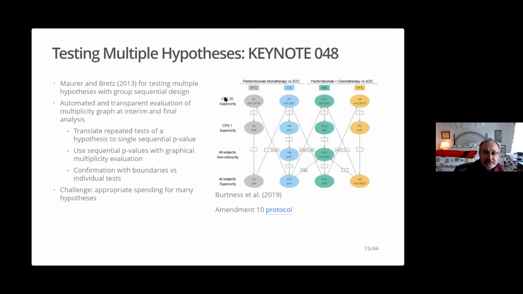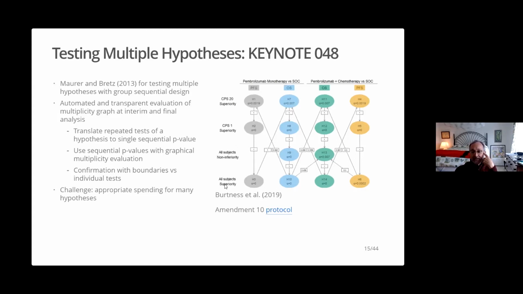And then the team wanted to hedge their bets by saying, well, maybe it's only going to work in the very biomarker positive group, or maybe it'll work in the broader, even weak positive biomarker group, or particularly in the chemotherapy add-on group, maybe it'll work for all subjects. So they dreamed up this graphical multiplicity scheme. I don't think we'll ever do one this complicated again. We had a clinical vice president who was particularly adventurous in hedging his bets.